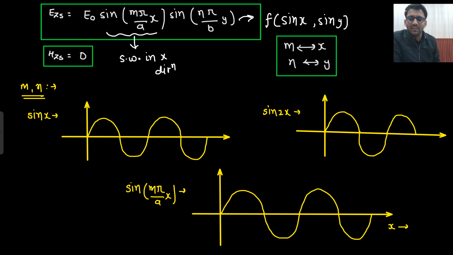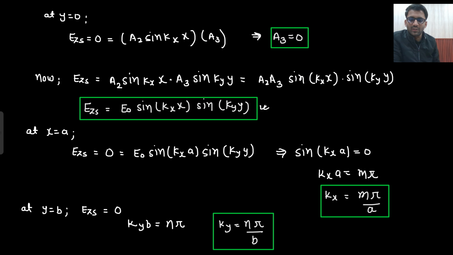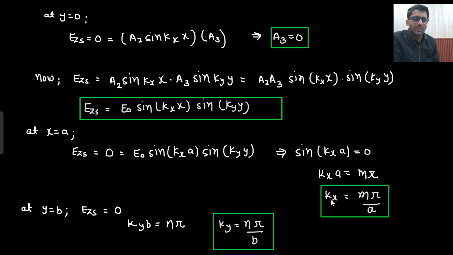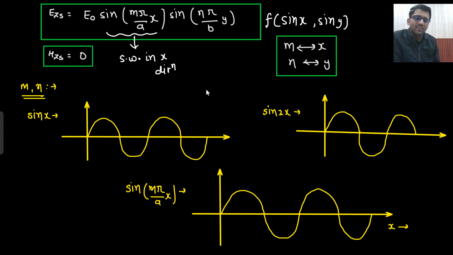This is a big blunder. What is the blunder? I forgot to write down e to the power minus j beta z. Here also I forgot to write down. Really sorry. Here also I forgot to write down e to the power minus j gamma g z. This expression I forgot. The wave is propagating in the z direction, no? So how could I forget this expression? So this expression will also come.